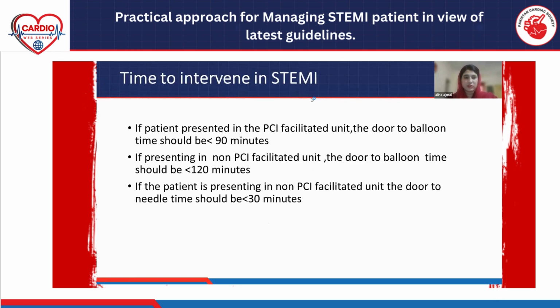Okay, when to intervene, this is very important. If the patient is presenting in a PCI-facilitated unit, the door to balloon time should be less than 90 minutes. If presenting in a non-PCI-facilitated unit, the door to balloon time should be less than 120 minutes. If you are going to go for fibrinolysis, the door to needle time should be less than 30 minutes.